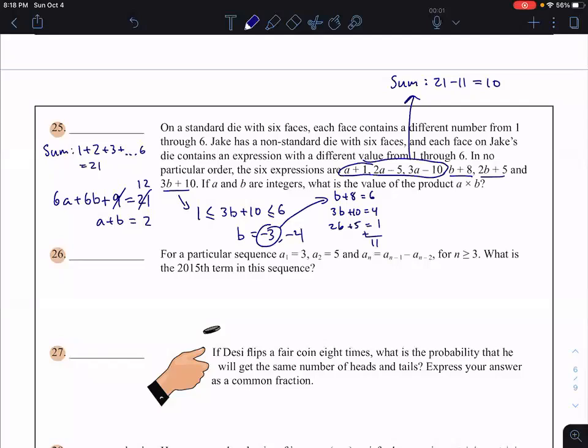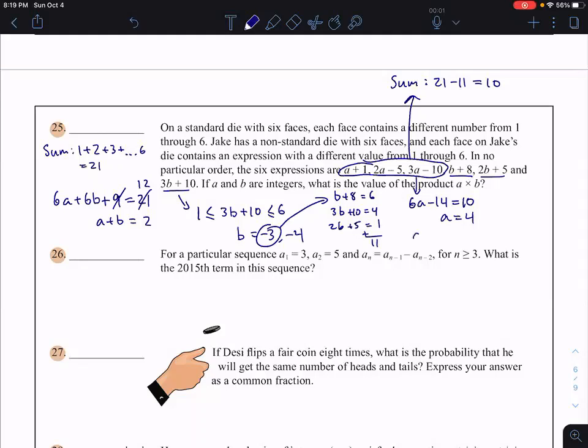And now that we know that, we can add all of these expressions together. So a plus 1 plus 2a minus 5 plus 3a minus 10. We can add those all up to get 6a minus 14. And that's equal to 10. Now we just have to solve for a. A is equal to 4. And we have to see if this value satisfies all of these equations. And we're going to do that right now.